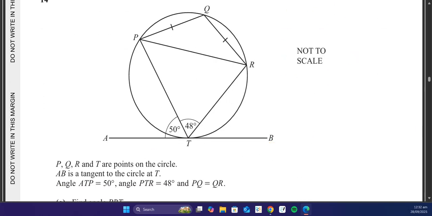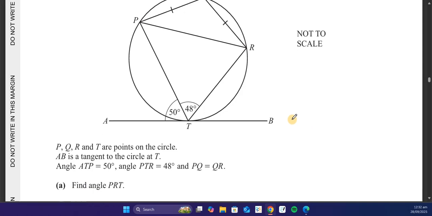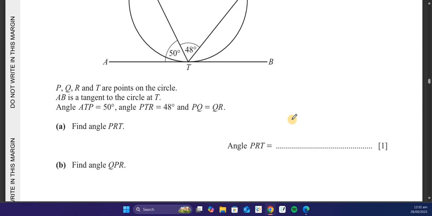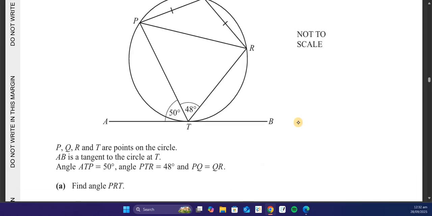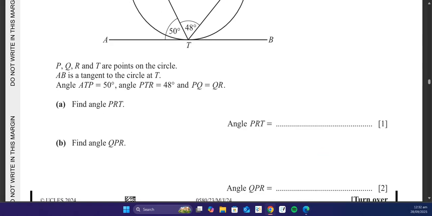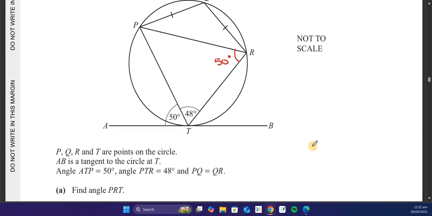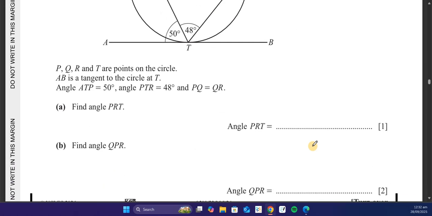All right, moving forward. P, Q, R, and T are points on the circle. AB is tangent to the circle at T. Angle ATP is 50 degrees. Angle PTR is 48. Find PQ equals QR. So basically we need to find this angle. This angle is 50. Now we need to find the angle PRT. So where is PRT? PRT is 50.